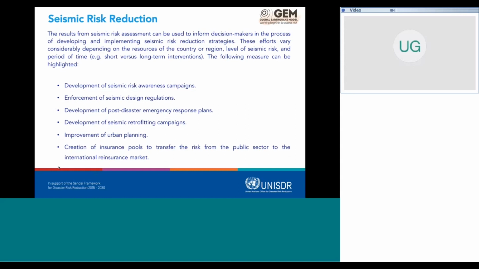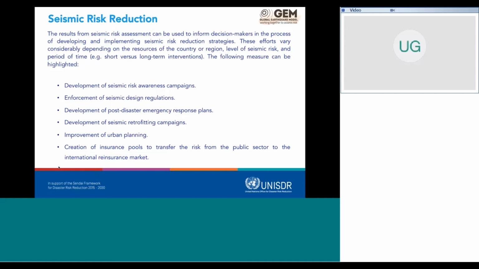I would like just to call attention to seismic risk reduction measures, which is basically the final step in this process. Seismic risk reduction strategies differ considerably depending on the resources of the country or region, the capacity, level of seismic risk, and the period of time. Basically, whether we are aiming for short-term or long-term interventions. For instance, this is just a list of some of the most common strategies: the development of seismic risk awareness campaigns, like, for instance, doing some simulations in schools and also with the community in general.